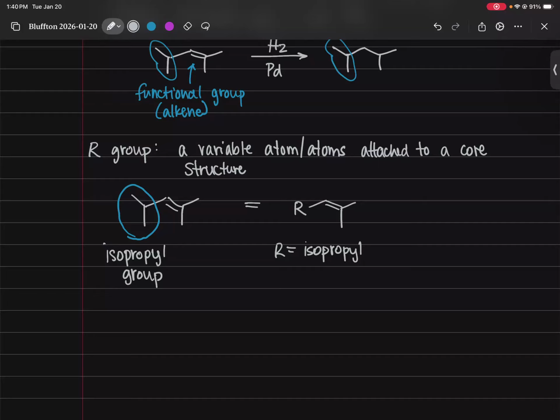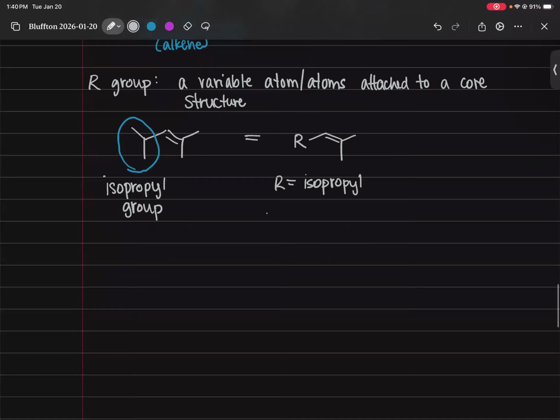And people will sometimes just write R equals whatever. The good thing about that is if you've got a bazillion variations of one molecule, you can use this notation to make it efficient. So the key here is that using an R group puts the focus on your reactive functional group or functional groups. So functional groups are important. I don't want to say R groups are not important, but they're less relevant to the current situation.